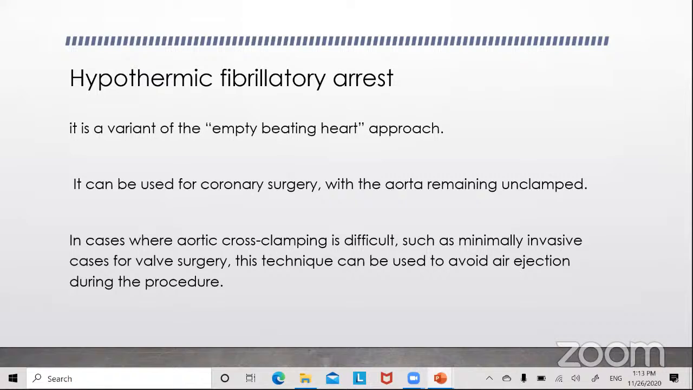Hypothermic fibrillatory arrest is a variant of the empty beating heart approach. It can be used for coronary surgery with the heart in fibrillation and the aorta remains unclamped, and the distal anastomosis is performed on a cold, vented, fibrillating heart. In this technique, we can avoid the air ejection during the procedure. Of course, the heart is defibrillated after the completion of the anastomosis.